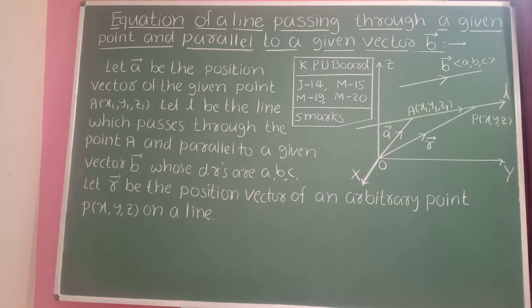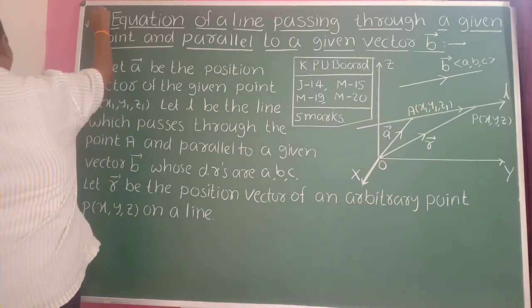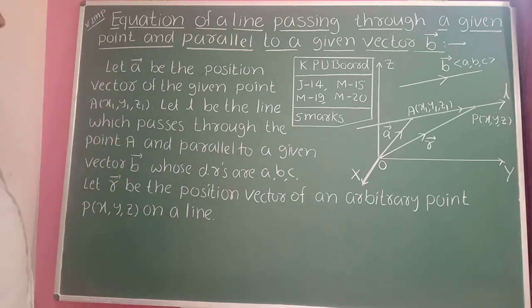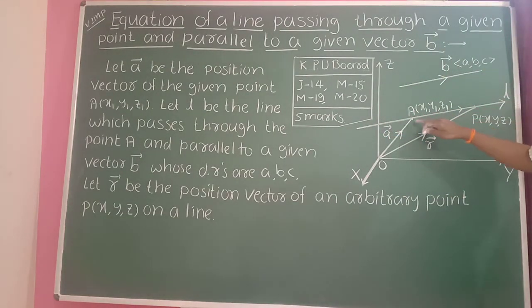So the equation of a line passing through a given point and parallel to a given vector b bar. This is a very important theorem here, and this carries 5 marks here. Okay. So let a bar be the position vector of the given point A (x1, y1, z1) here. This is the line here, the line passing through a point A whose coordinates are x1, y1, z1. Then a bar is the position vector of the point A, means OA bar is equal to the vector a bar here.